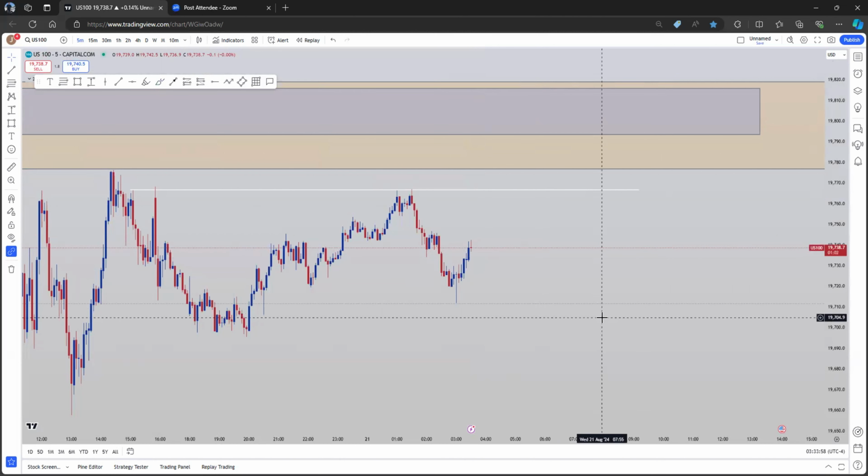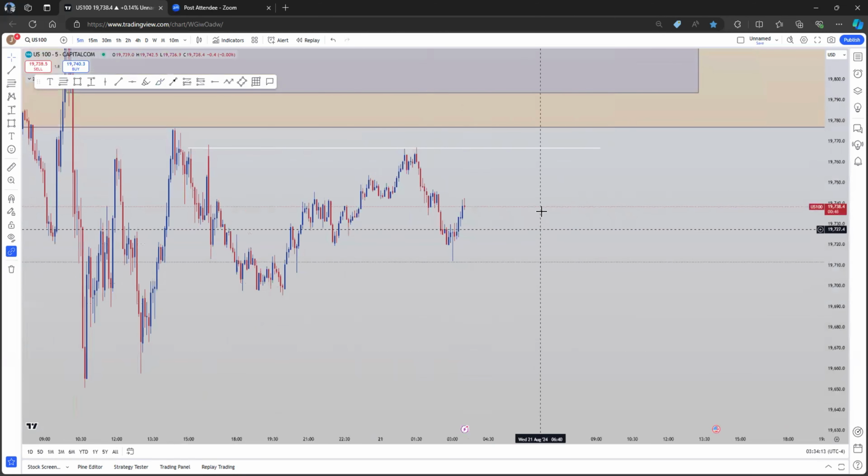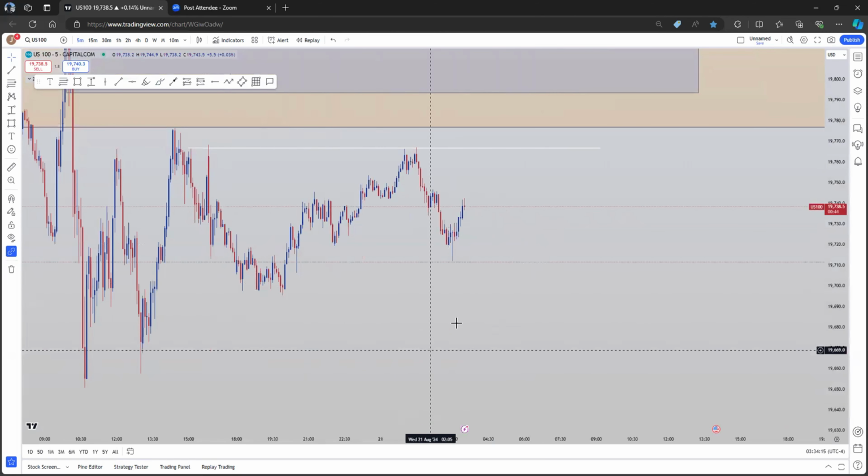Keep in mind that currently it is 9:30 a.m. South African time. We still have a whole lot of hours left for the New York session to open, the New York Stock Exchange to open. So a lot can still happen during those hours, right?